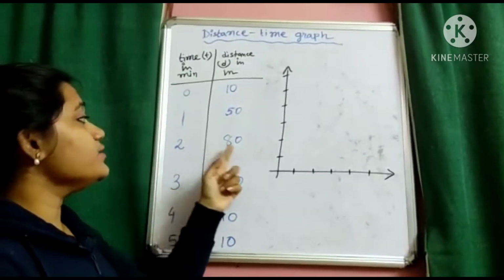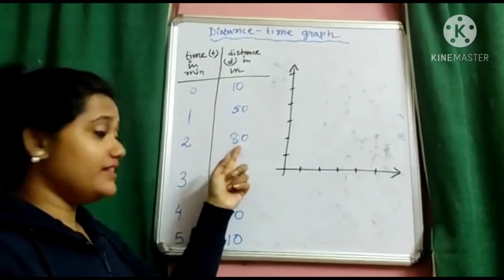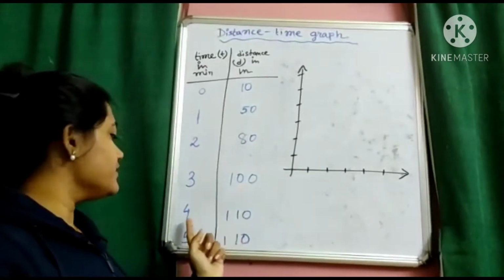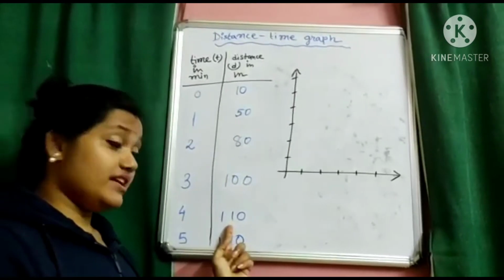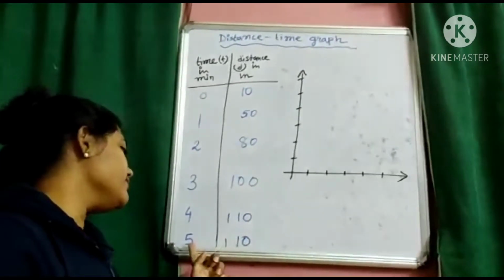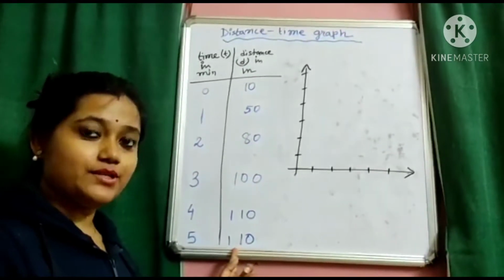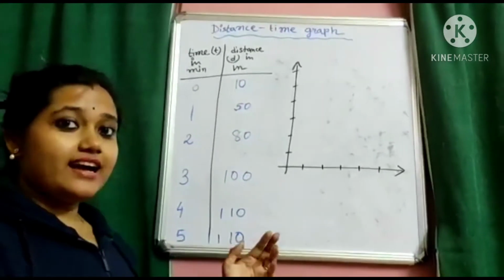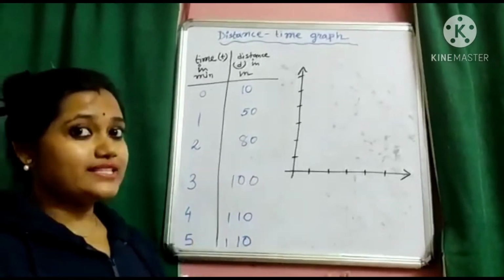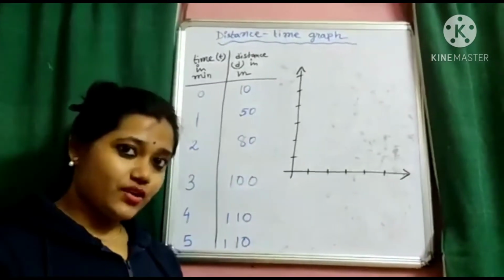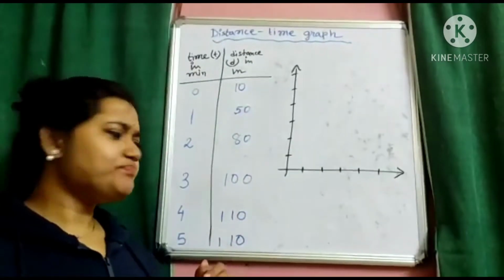After 2 minutes you have covered 80 meter. After 3 minutes you have covered 100 meter. After 4 minutes you have covered 110 meter. After 5 minutes you have already covered 110 meter. And from the origin your destination is just 110 meter apart. Okay, so you are waiting there.